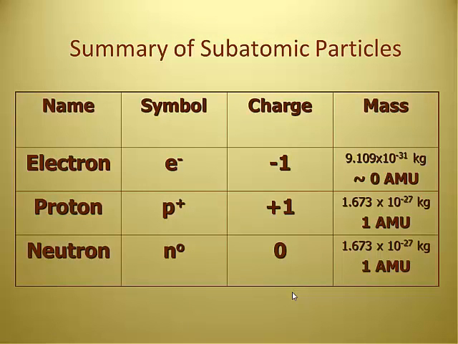So here's our summary of subatomic particles. We have the electron, proton, and neutron. The symbol for the electron has a little negative or minus sign. Protons have a little positive. The neutron has no charge, so it's a little 0. So, -1 charge, +1 charge, and 0 for the neutrons.